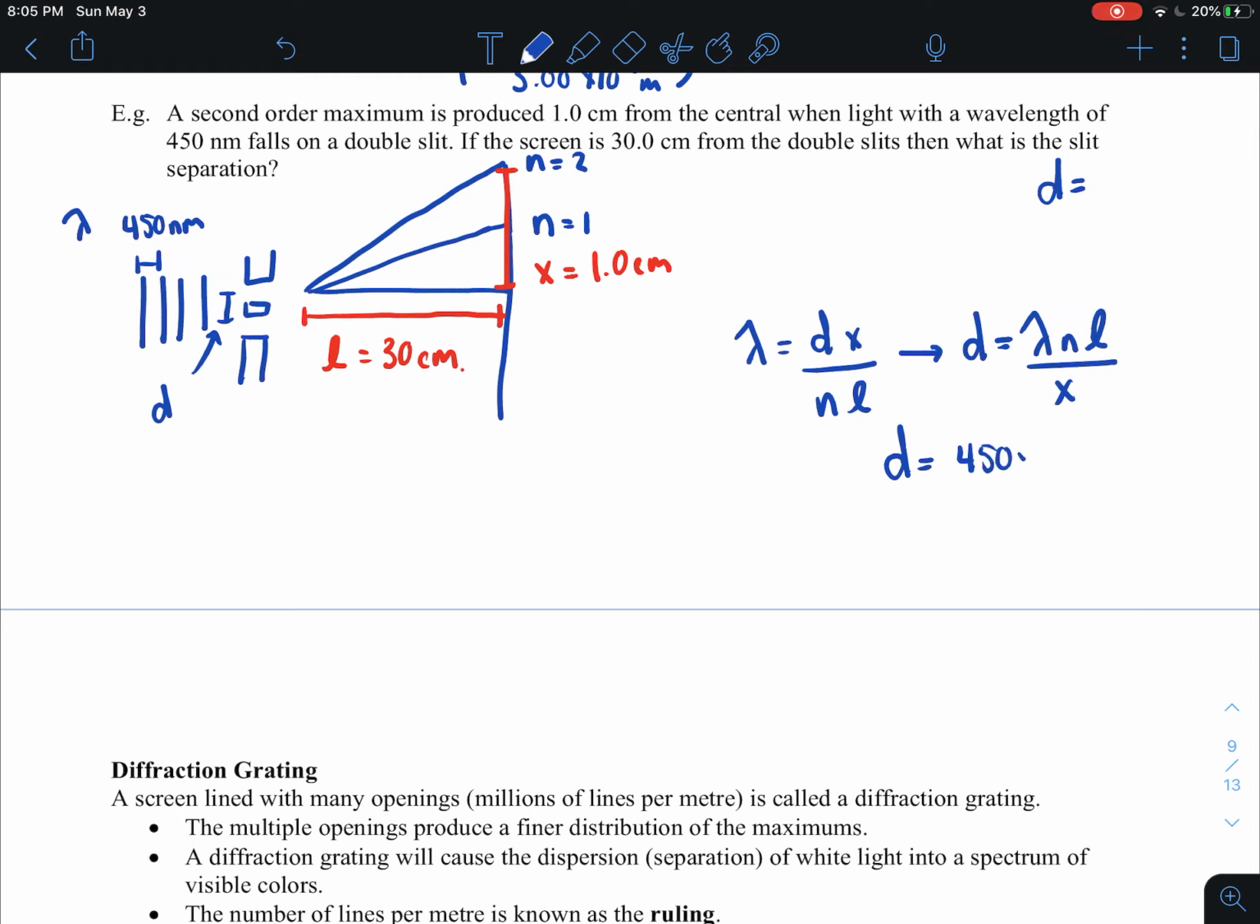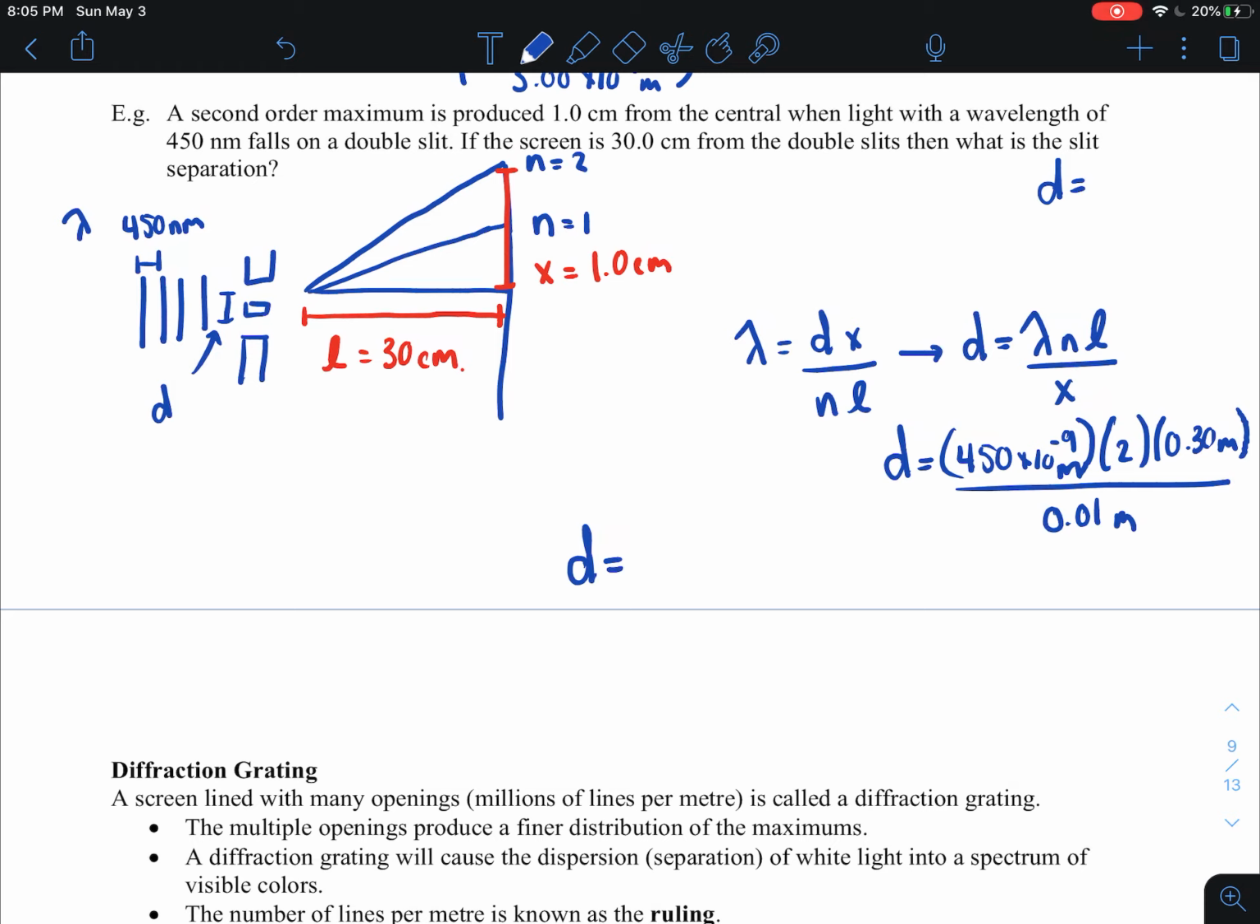So in other words, 450 nanometers times 10 to the negative 9. N equals 2. Our length is 30 centimeters, 0.30 meters. If you notice, everything is here in meters, so I even converted nanometers to meters. And then X being 1 centimeter, which is 0.01 meters.